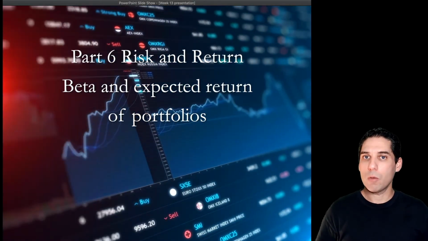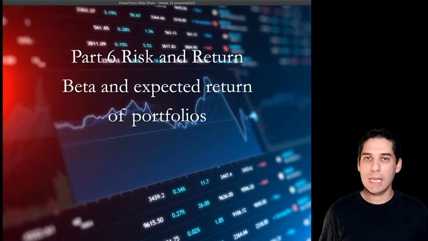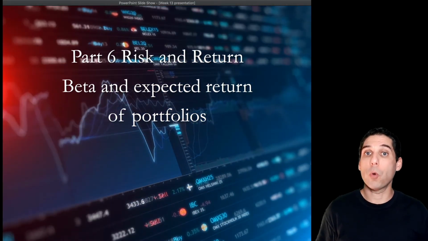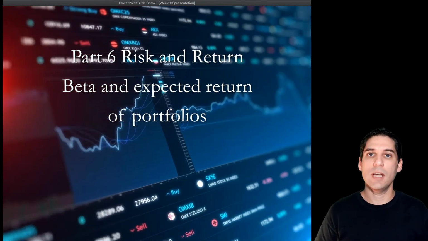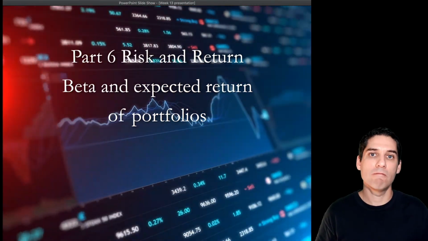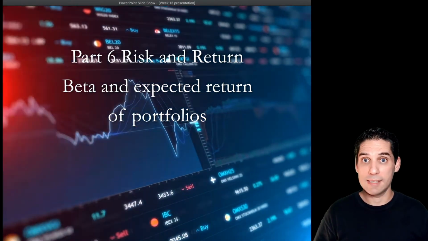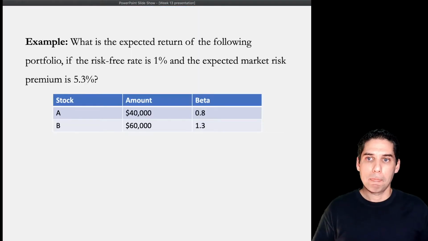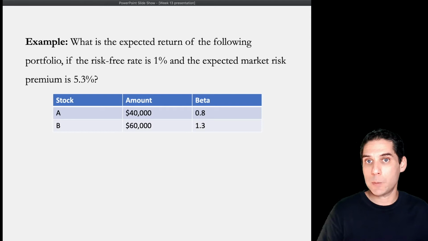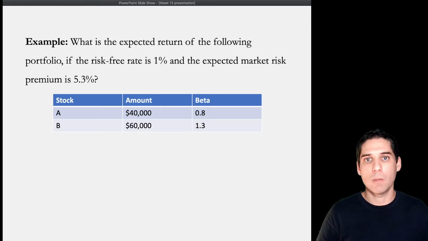Now let's apply what we learned about CAPM and beta to the case of portfolios. So instead of individual stocks, let's look at applications involving multiple assets. For example, what is the expected return of the following portfolio if the risk-free rate is 1% and the expected market risk premium, again, always be very careful with the information given. Is it the expected market return or is it the expected market risk premium? Here it's the expected market risk premium is 5.3%.